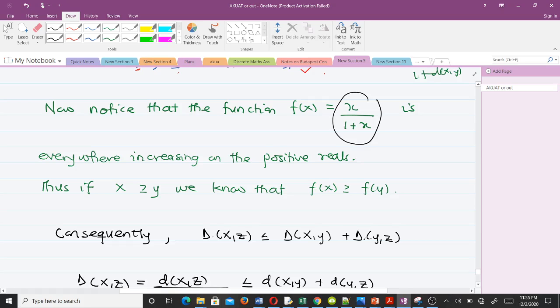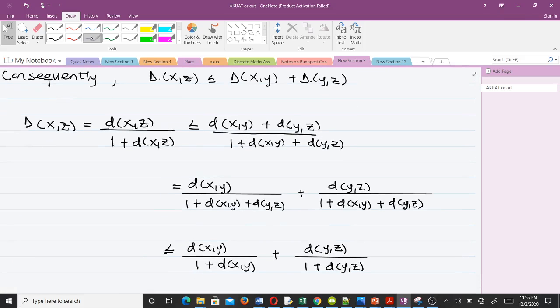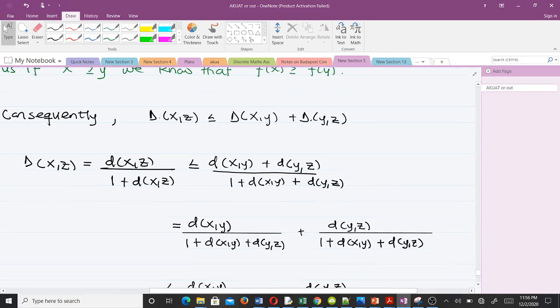Okay, so we want to show the triangle inequality, right? So let's go ahead to show that. We are going to do some analysis here, so please look carefully and pay attention. All right, so we are saying that the distance between x and z is given by what we have here, per the map which was given to us in the question. Okay, right, and we are saying that is less than or equal to what we have here.